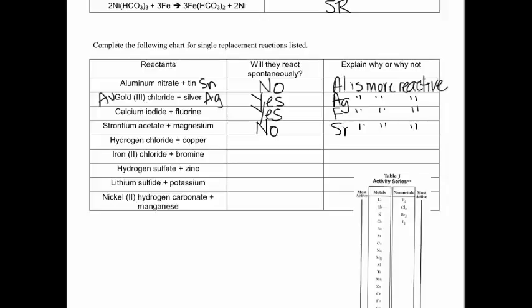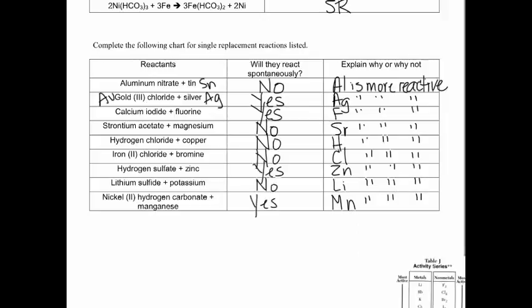So go ahead and try those last 5, and you may be asked about one or more of those in Ed Puzzle. So go ahead and check your answers against mine. Hopefully now you know how to use Table J in order to predict if a reaction will occur spontaneously, and also that you can identify a reaction type given the reaction.